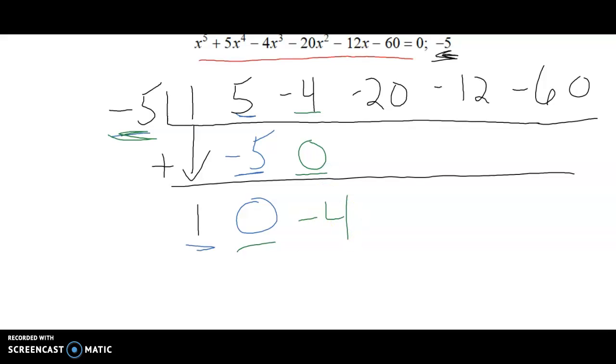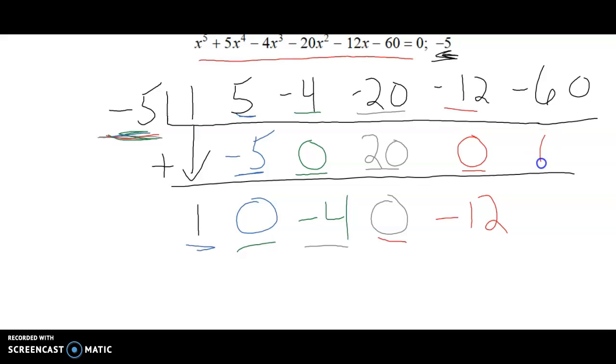Now I do that same process again. Root times -4. -5 times -4 is 20. That goes right here. And add these two together, gives me 0. Root times 0, -5 times 0 is 0. Add those two together, gives me -12. And then -5 times -12 is 60. And that gives me 0.